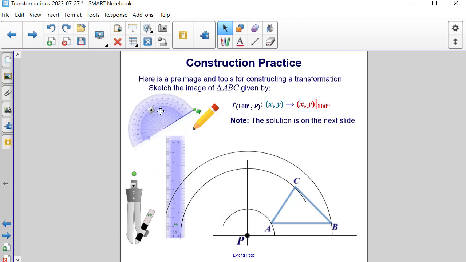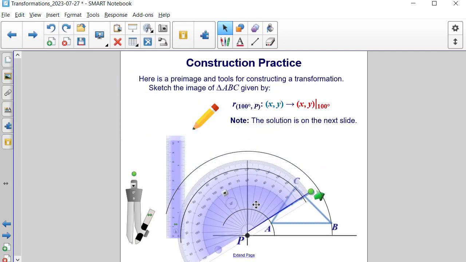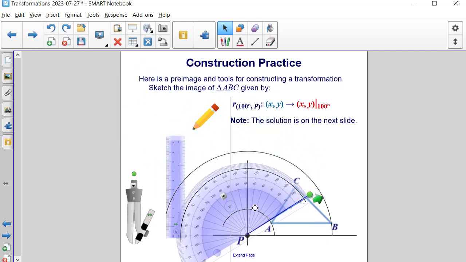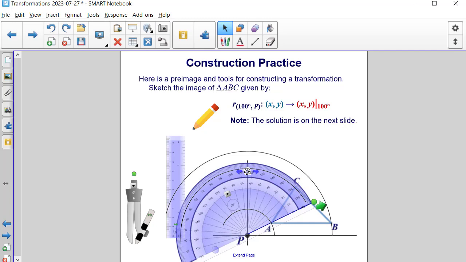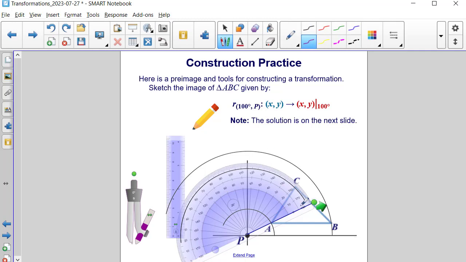And we'll bring our protractor in. We're going to put our protractor center point at point P, and we can rotate it so that point A lines up with 0 degrees. And now we're going to plot a point at 100 degrees. So that'll be this inner scale. Here's 100, and I can extend it out to here.